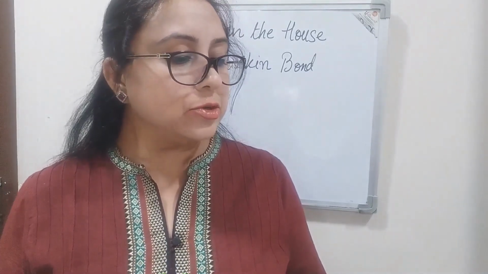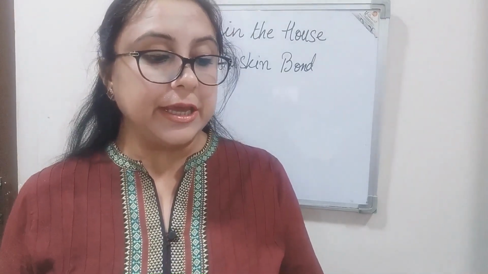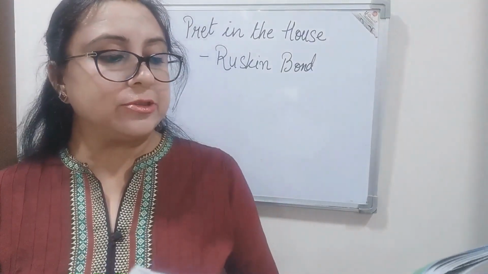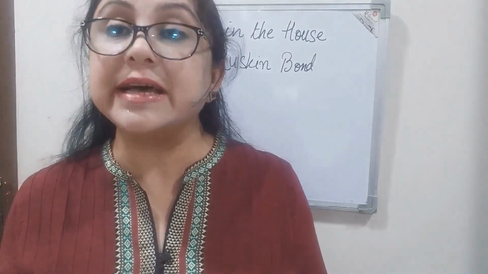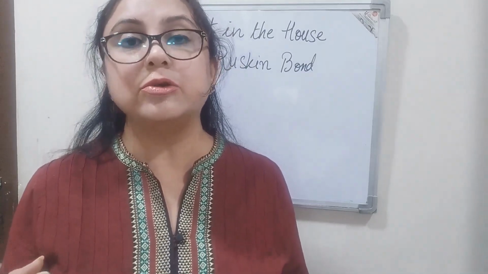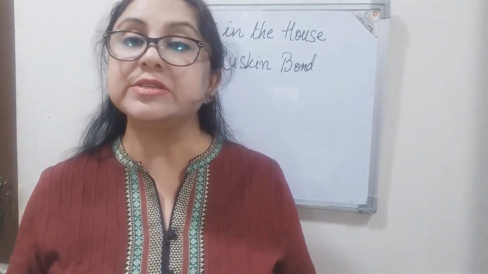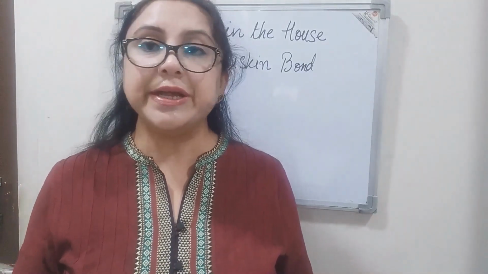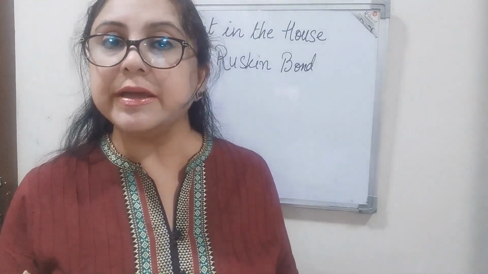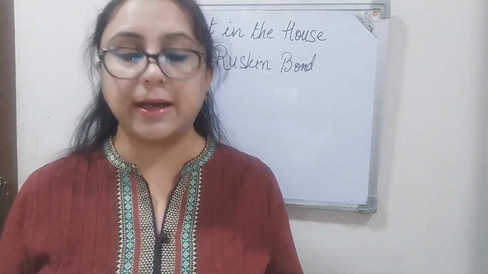Although the Pret could make himself felt and sometimes heard, he was invisible to the human eye. So although the people could feel or could hear the Pret, he was invisible to the human eye. Nobody could see him. People could feel him, people could hear him, but nobody could see him.